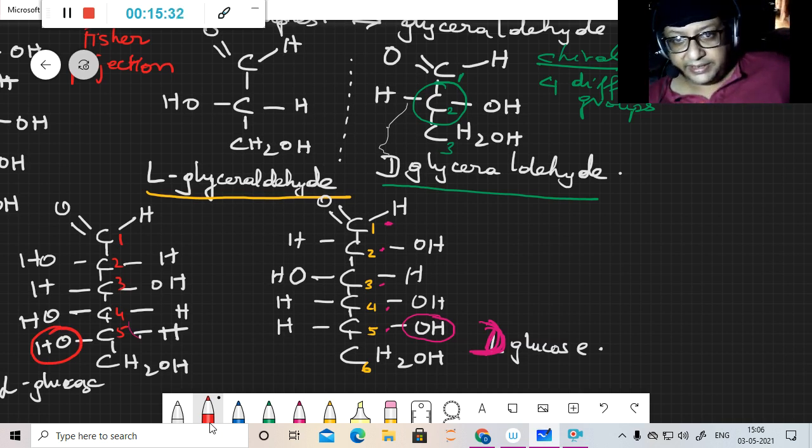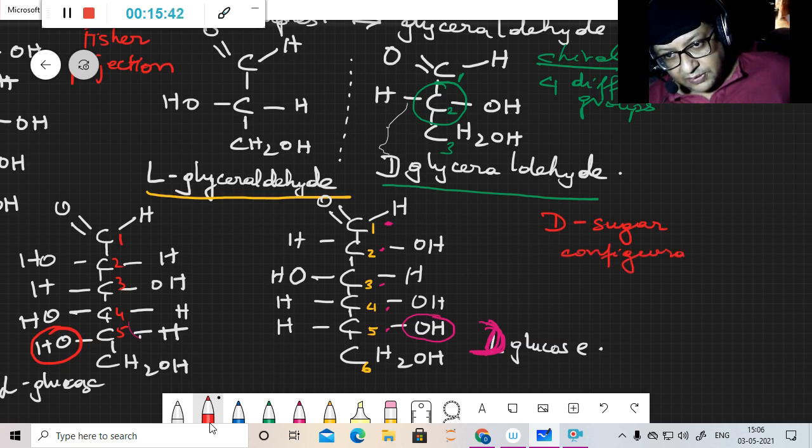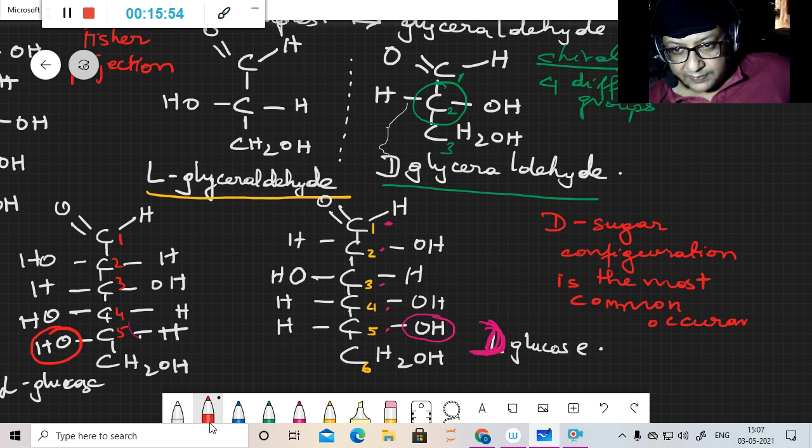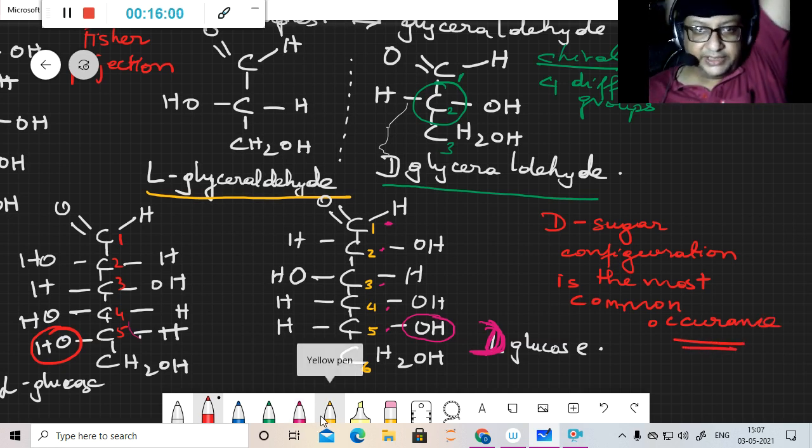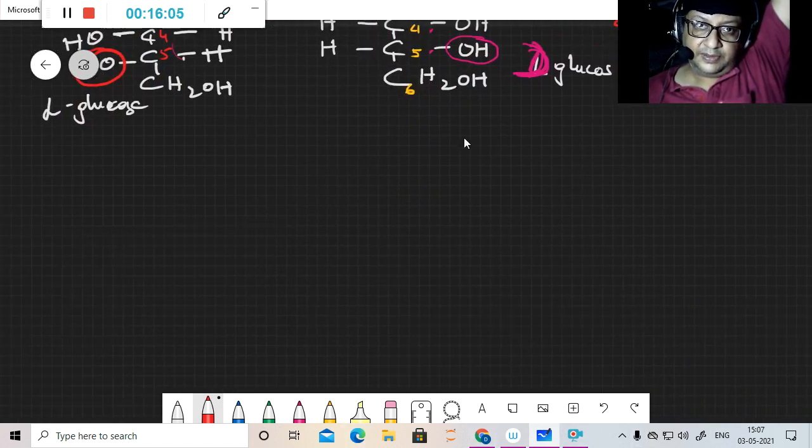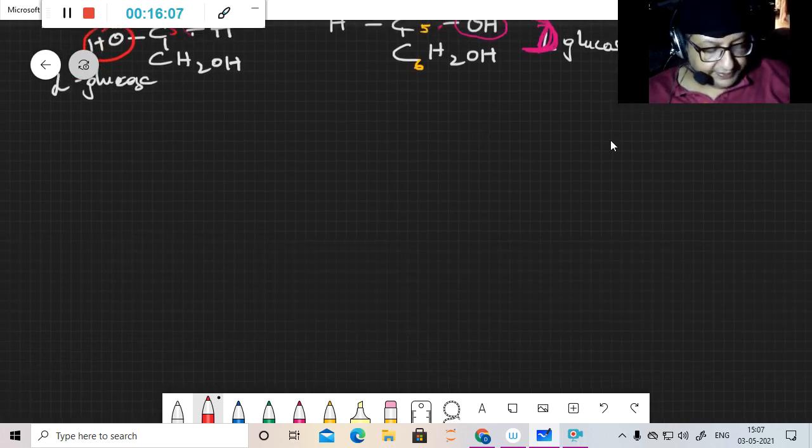So in nature, D sugar configuration is the most common occurrence. D sugar configuration is the most common occurrence. With this, we go up to the next part.